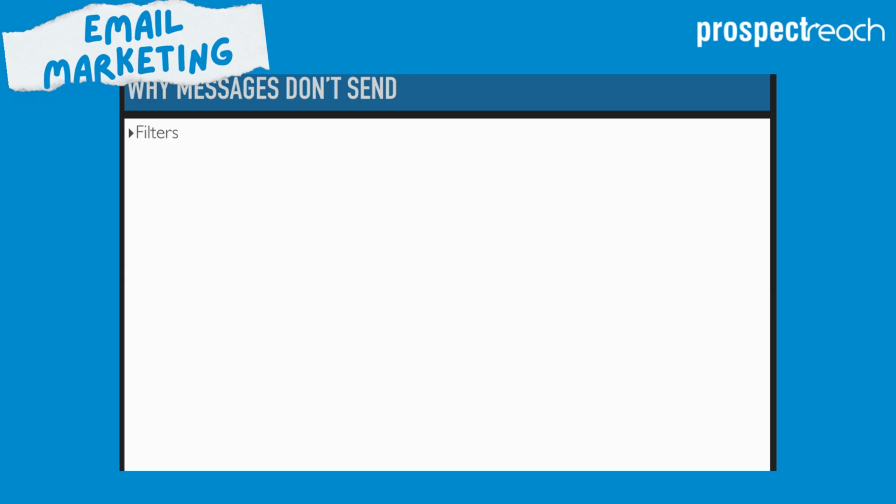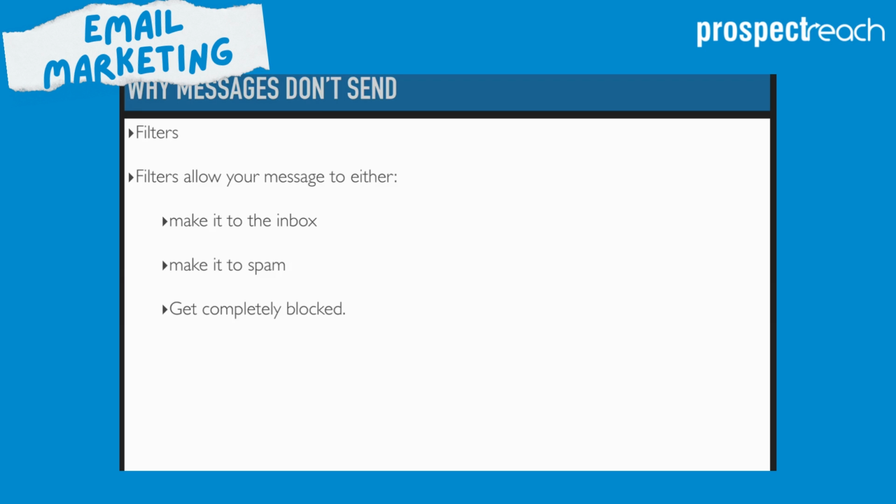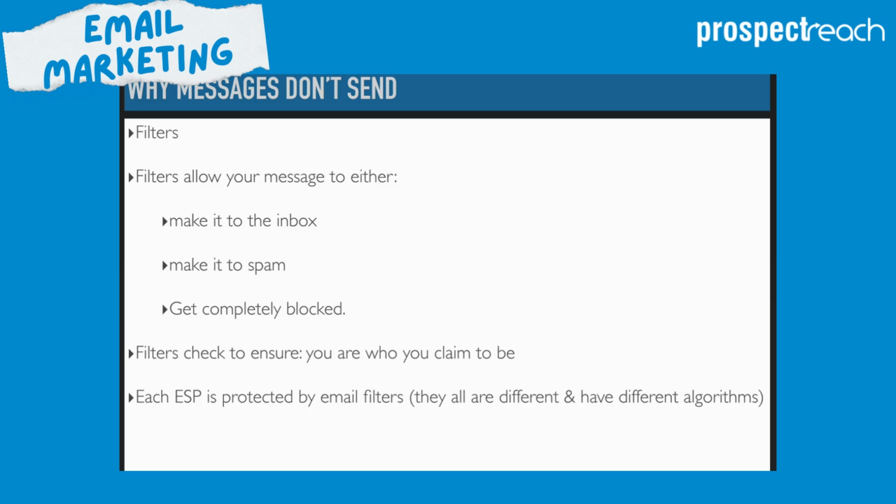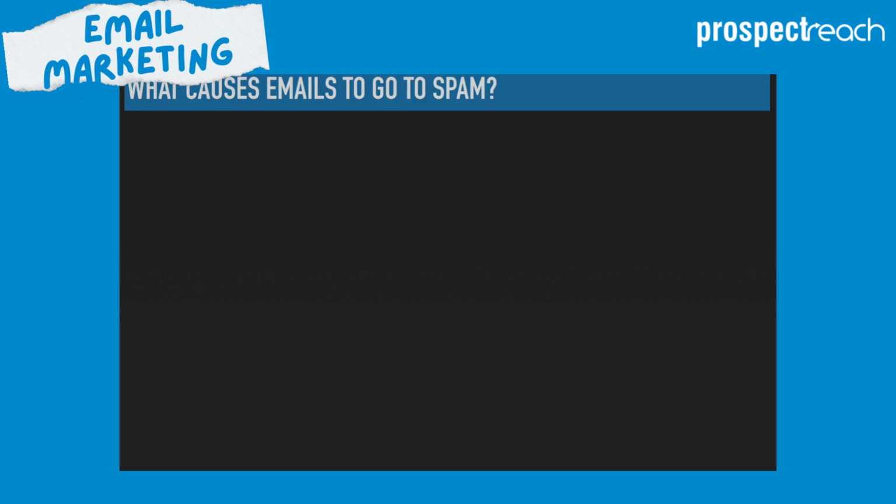Congratulations. So why do messages not send? Well, filters. Filters allow your message to either make it to the inbox, make it to spam, or get completely blocked, as we just went over in the visual. Filters check to ensure that you are who you claim to be, and each ESP is protected by email filters, and they are all different and have different algorithms. The exact same message can reach an inbox in Hotmail but may hit spam in Gmail, because the algorithm changes.